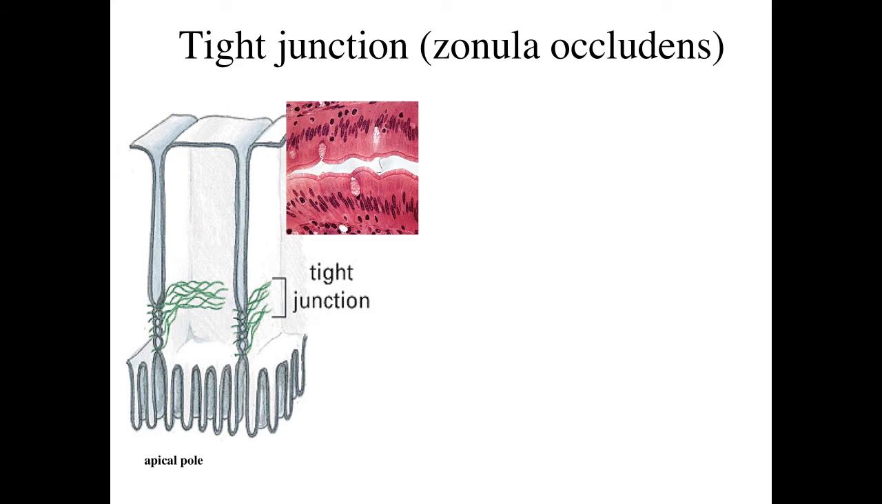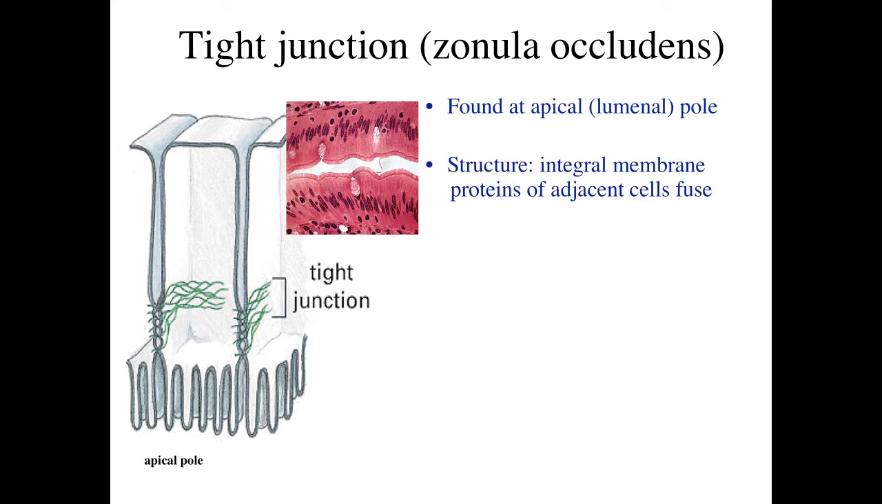Let's talk a little bit about the tight junction. Here I've shown the apical boundary of the cells. So down here would be the luminal pole of these epithelial cells. Here is the lumen in the light micrograph, and so I would be looking in the diagram at a region like this. So the zonula occludens, diagrammed here, is found at the apical or luminal pole of the epithelial cells. Provides some structure to the membranes.